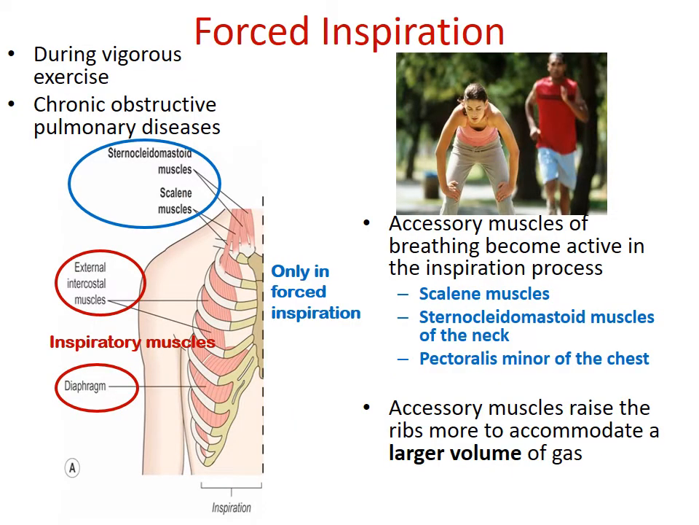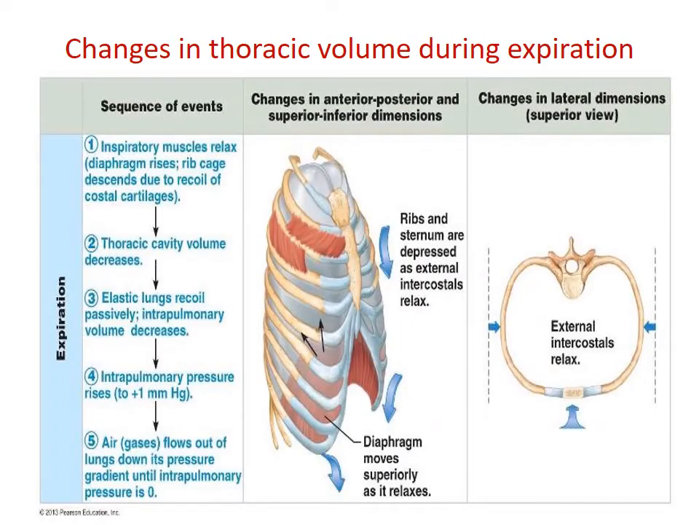Accessory muscles of breathing become active in the inspiration process. Muscles like the scalene muscles, sternocleidomastoid, and pectoralis minor of the chest will be involved in forceful inspiration. These accessory muscles will be raising the ribs more to accommodate the large volume of gas. So usually this will be used in forceful inspiration.